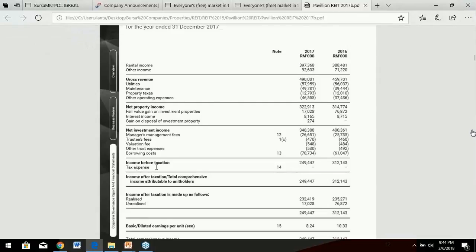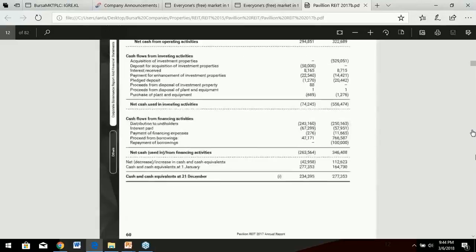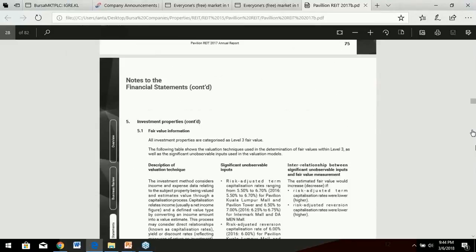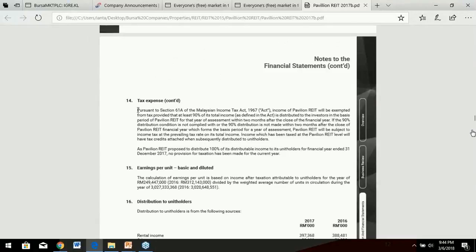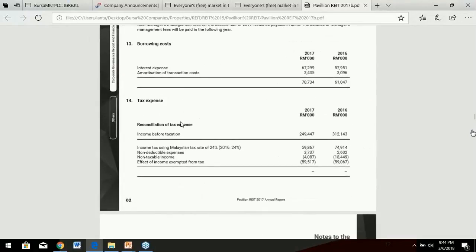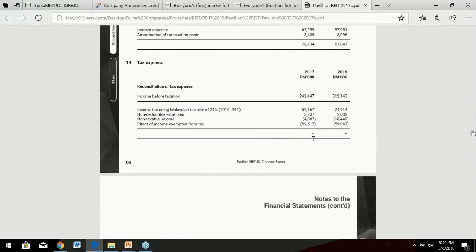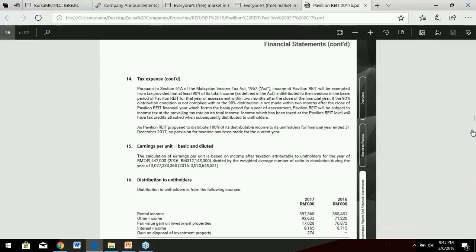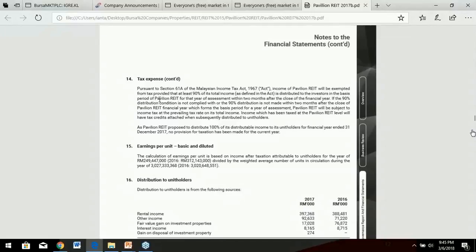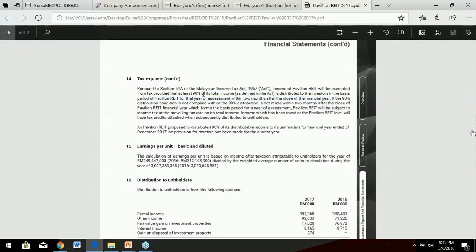Now the second thing is back to the tax issue. I'm going to go straight into note 14 so that I can explain to you how it works. Okay, so can you see this? We have the tax, and then nothing. So I'm going to scroll down. This is the Malaysian Income Tax Act 1967. Income of Pavilion REIT will be exempted from tax provided that at least 90% of the total income, as defined in the Act, you can ask your tax consultant about it, is distributed to the investors in the basis period for the year of assessment within 2 months after the close of the financial year. You can read this to have a much better understanding about the tax treatment for REITs.